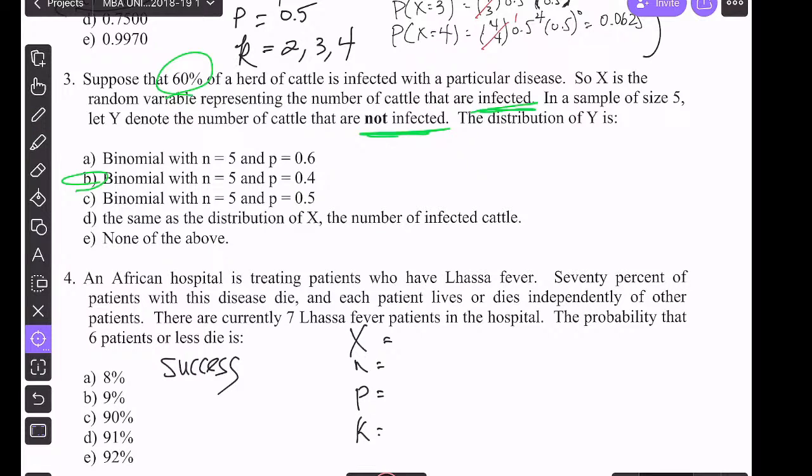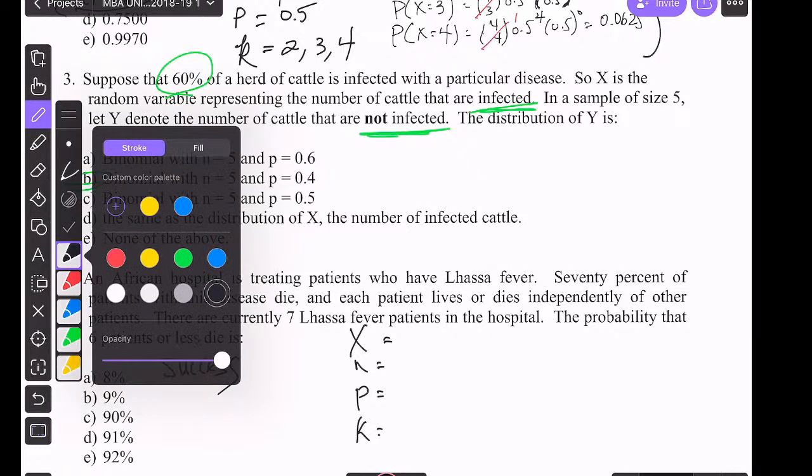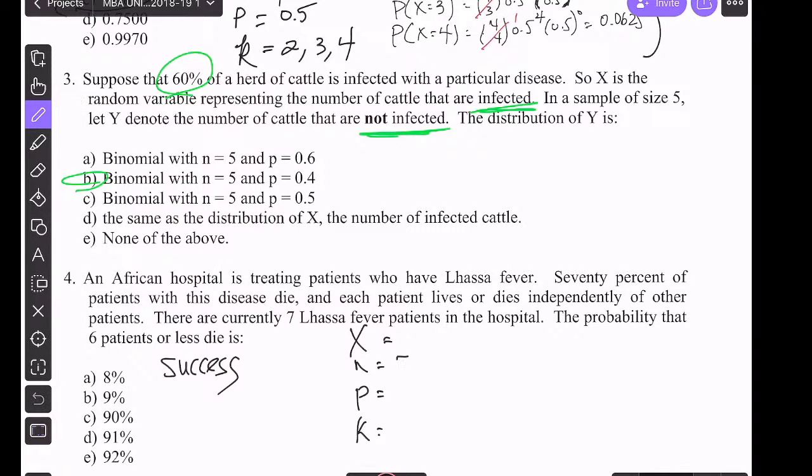A hospital is treating patients who have this fever. 70% of the patients with the disease die, and each patient lives or dies independently of other patients. Okay, so what do we have so far? Sadly, we have 7 patients. So we're going to observe 7 for the chance that they die. The chance of dying is 70%. Lots of 7s floating around.